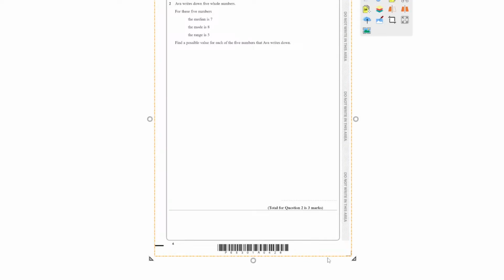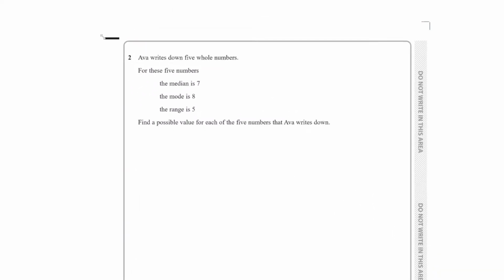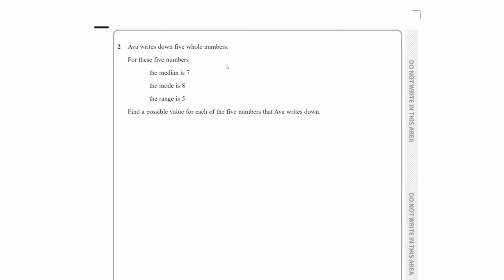Okay, this is better, we can see this now. This question here. Okay, so Ava writes down 5 whole numbers. For these 5 numbers, we've got the median. Oh, okay, interesting. So you don't know any of the numbers. The median is 7. The range is 5. The mode is 8. Find a possible value for each of them.